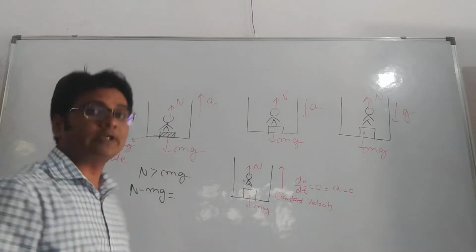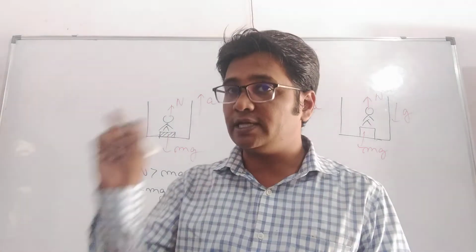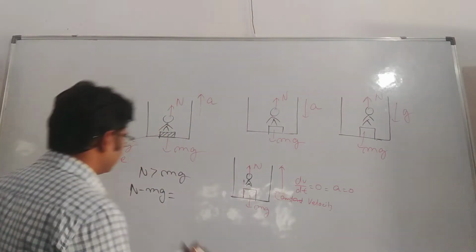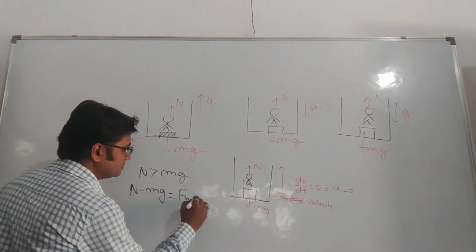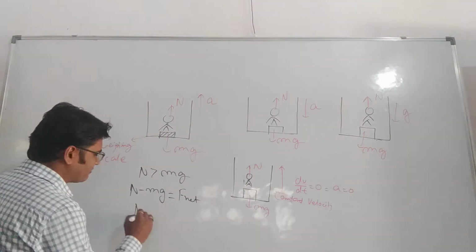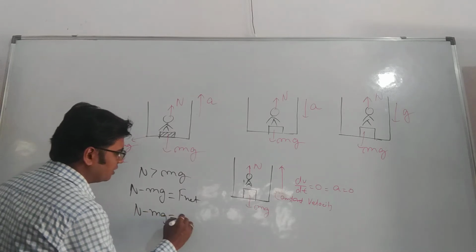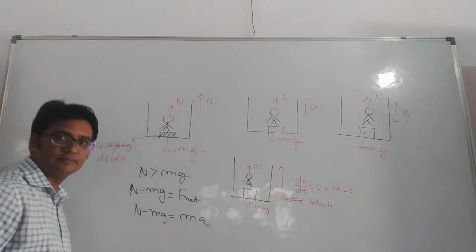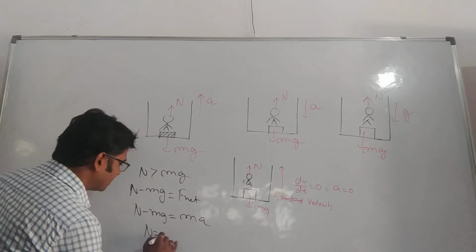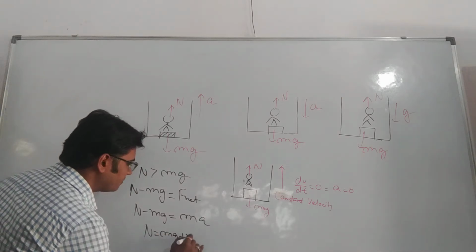Okay. And with what acceleration it is moving, means what is the net force acting on it? Let it be some F net. What actually is that F net? N minus mg equal to ma. Okay. And your N will become mg plus ma.